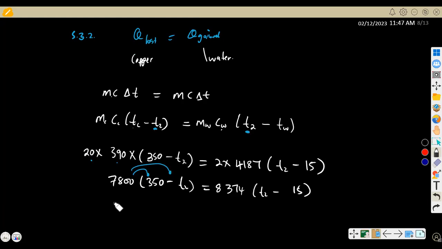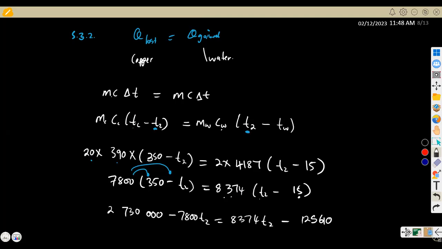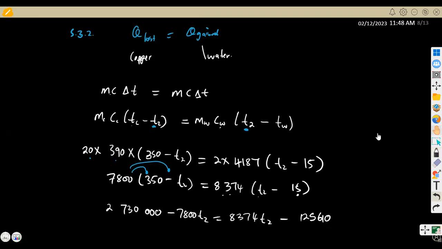So that's 2,730,000, equivalent to minus 7,800 T2 is equal to 8374 T2 minus 8374 multiplied by negative 15, which is going to be 125,610. So please guys, make sure that you use your calculator properly and expand the brackets.